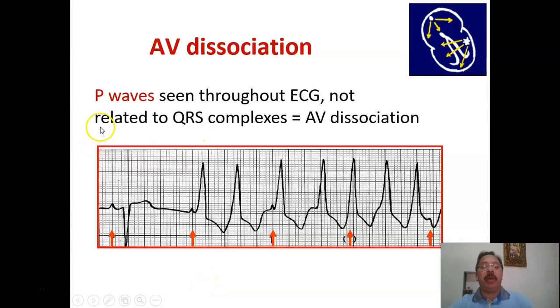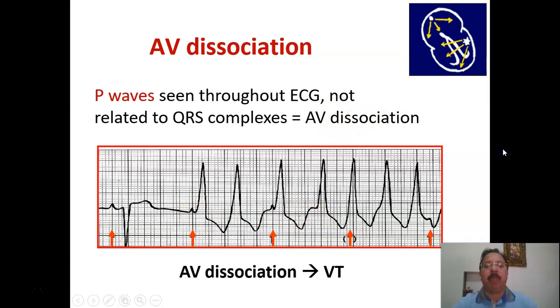Additionally, if you see P waves throughout the ECG that are not related to the QRS complexes, again, this is in favor of ventricular tachycardia, and it's called atrioventricular dissociation. It means the atria are producing their own current in the form of P waves, but the ventricles are producing their wide QRS complexes on their own, and it's quite fast. So these P waves are buried somewhere. But if you see them, this is obviously a feature of ventricular tachycardia.